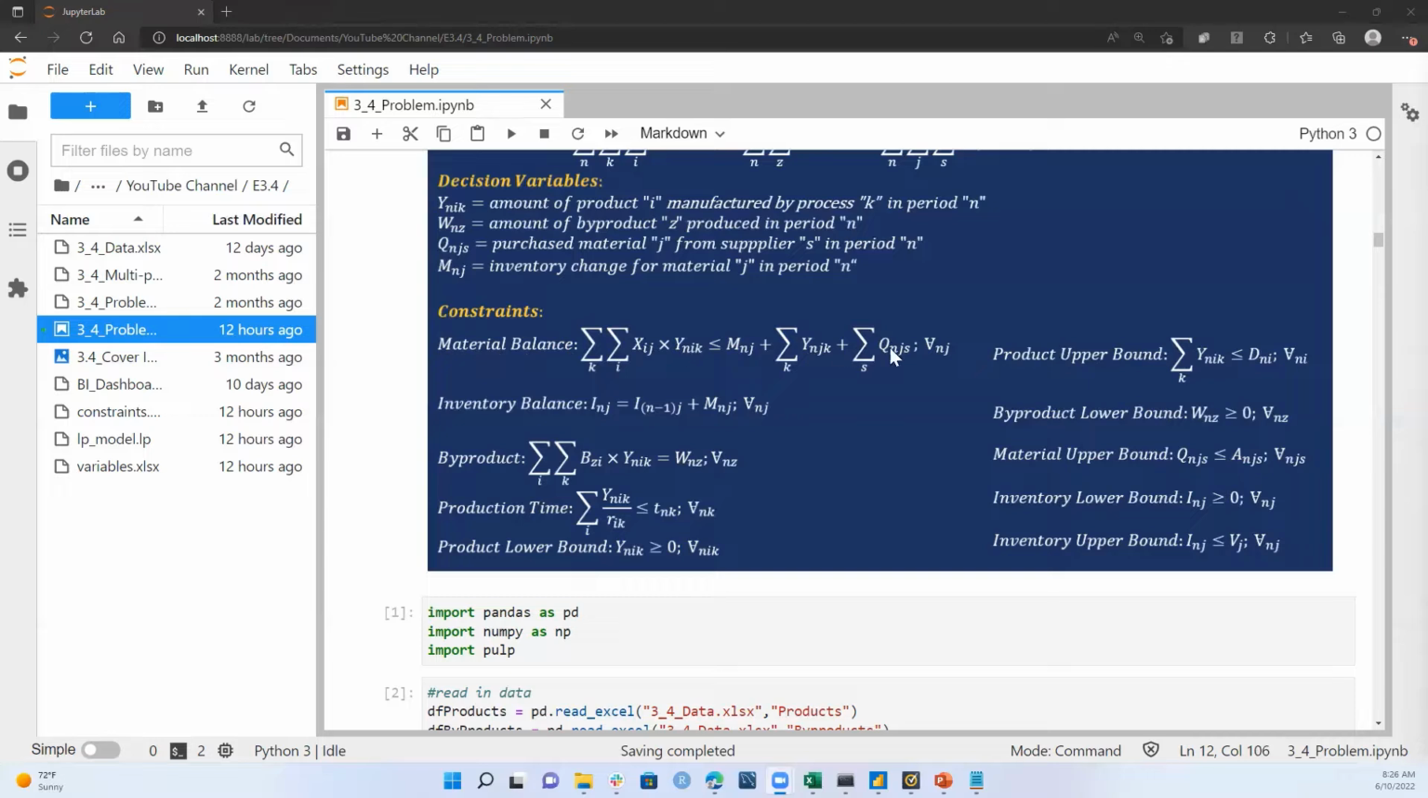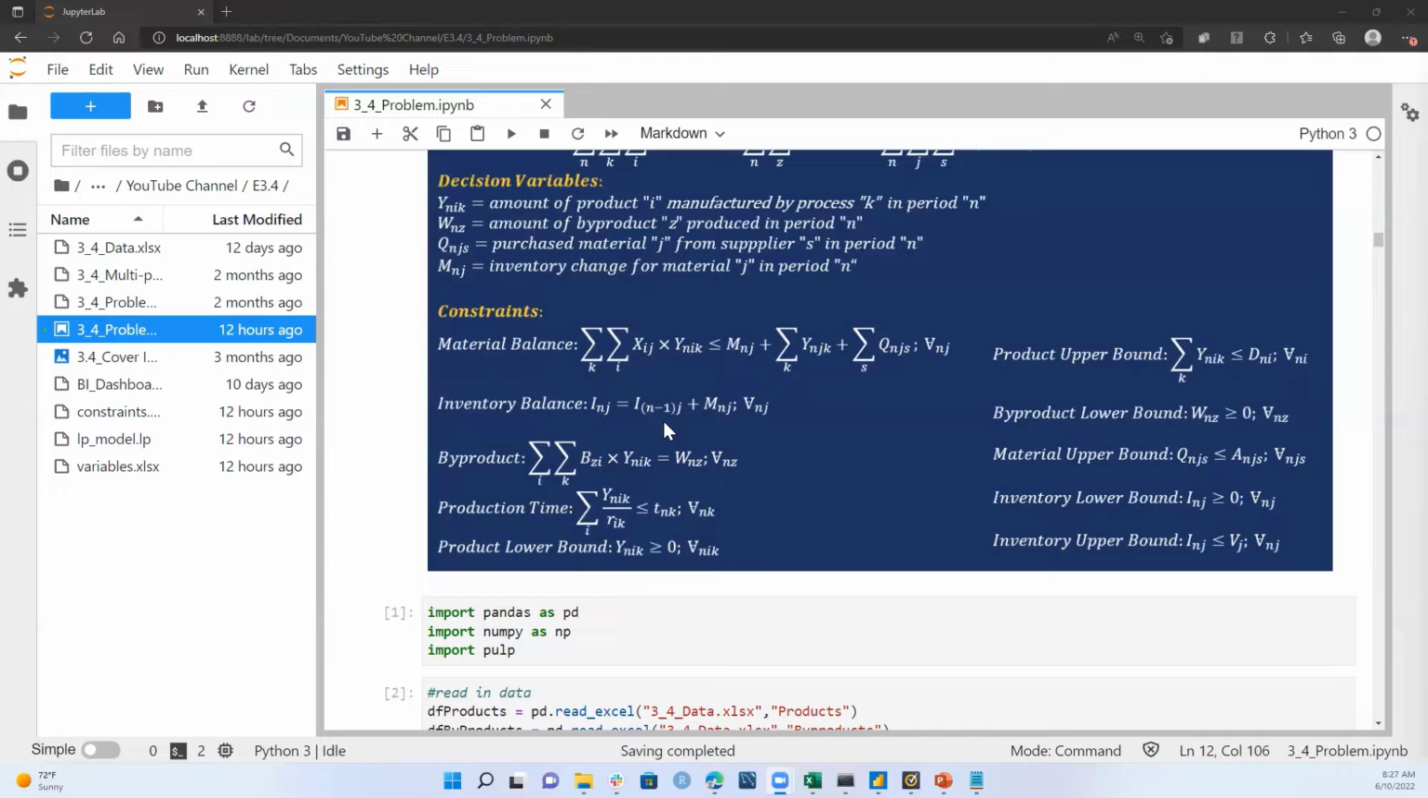And we're going to replicate this material balance for all N, J. So for all materials J in all periods N, we're going to have a material balance. We also have now a new constraint, which is an inventory balance. I sub NJ represents, again, the amount of inventory of material J we have in period N. And that's going to be equal to the previous period's inventory, I sub N minus 1 J, plus the inventory change in this period, M sub NJ.